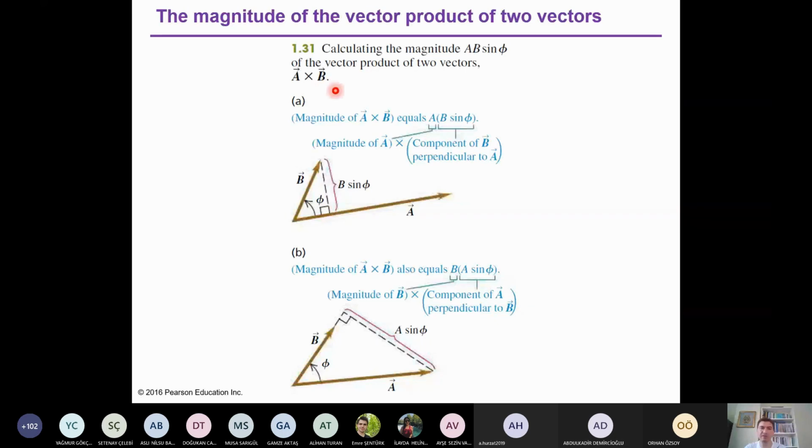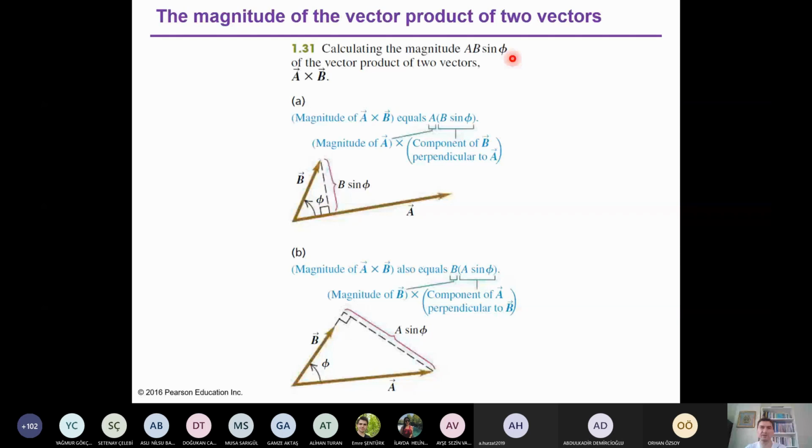Here again, this can be written like this, B times A sine phi. It means that component of B vector and also component of this A vector perpendicular to the B. This will give us magnitude of A cross B. So both of them will give us this result, AB sine phi. Look at AB sine phi, B A sine phi, so result is same, okay? Let me continue with the calculations by using the components in the vector product.